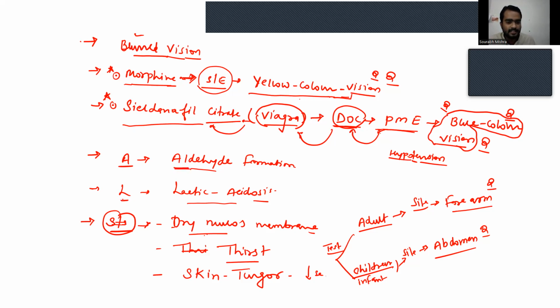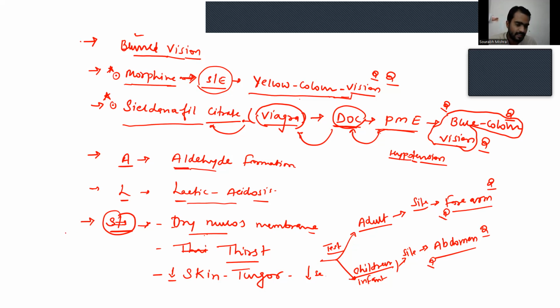After that, A stands for aldehyde formation, and L stands for lactic acidosis. So this is your Kussmaul respiration mnemonic. After that, we are discussing symptoms. You can see dry mucous membrane, thirst, and decreased skin turgor. How to assess skin turgor? We assess skin turgor by different methods. In an adult, the most common site is the forearm. In a child or infant, the most common site is the abdomen.